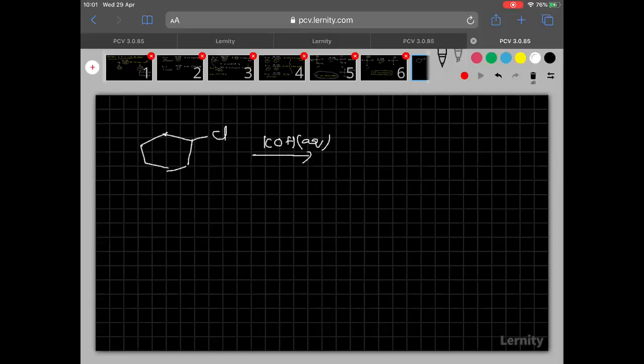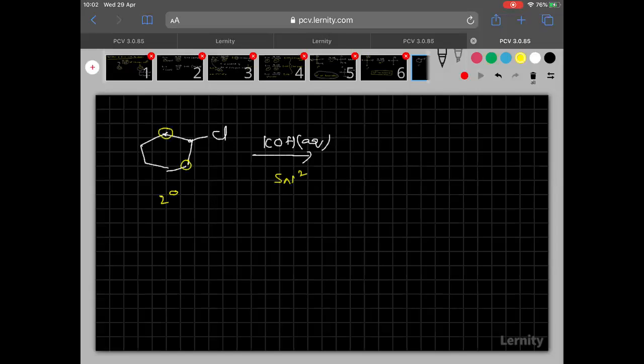So here, what is the degree of alkyl halide? See clearly, the halogen-bonded carbon is this one. It is bonded to two other carbons. You see, this is one carbon, this is one carbon. Therefore, the alkyl halide is secondary. Secondary alkyl halide with aqueous KOH follows which mechanism?